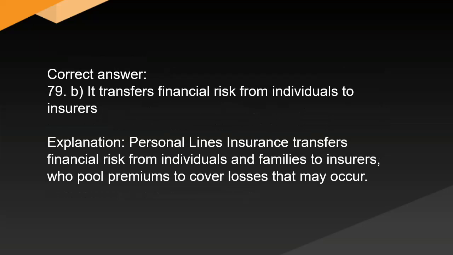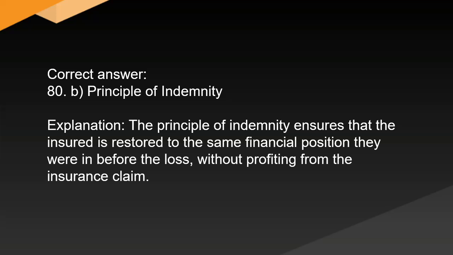Correct answer. B. It transfers financial risk from individuals to insurers. Explanation. Personal lines insurance transfers financial risk from individuals and families to insurers, who pool premiums to cover losses that may occur.